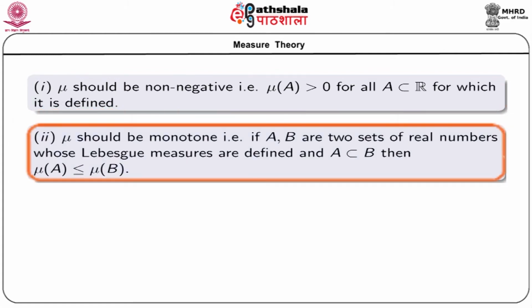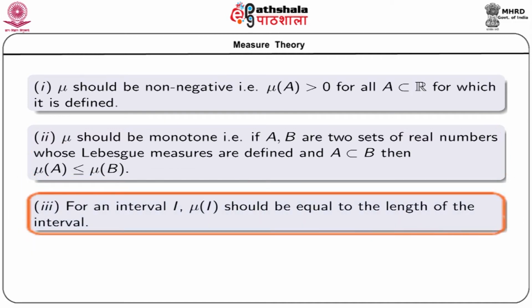Secondly, the set function mu should be monotone. That is, if A and B are two sets of real numbers whose Lebesgue measures are defined and A is a subset of B, then we should have mu A less than or equal to mu B. See that this is also very natural, because if I have two scales, say one is smaller than the other, then the length of the smaller scale is always less than the bigger scale.